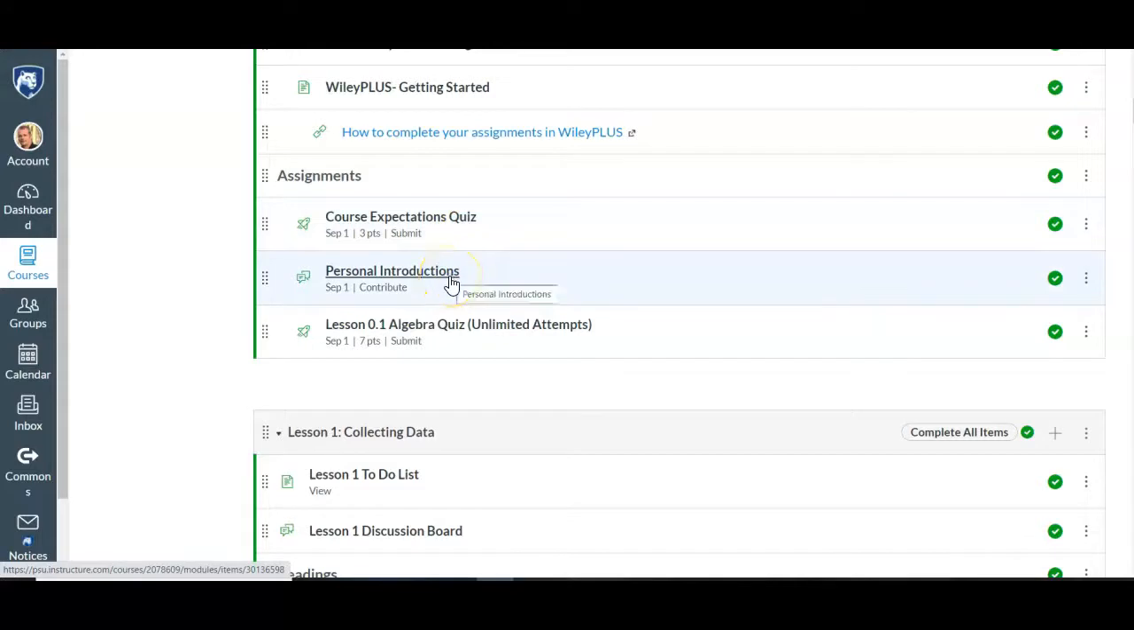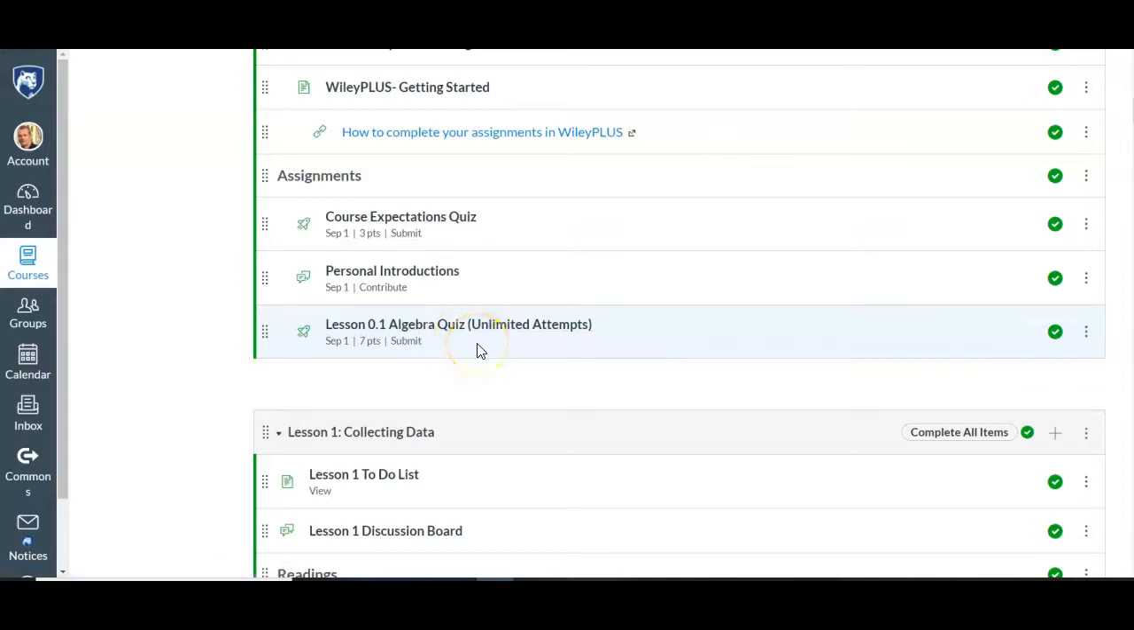Personal introductions are important for a connection in the course. So that discussion board will have 8 or so prompts for you to answer about yourself so people get a sense of who's in our course. And then we have a little bit of an algebra quiz.